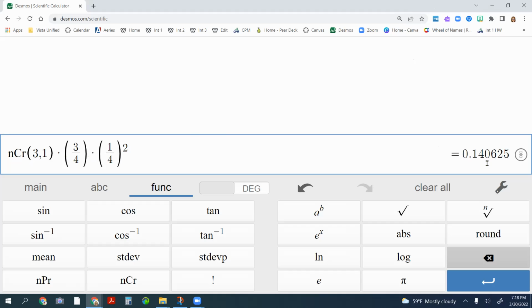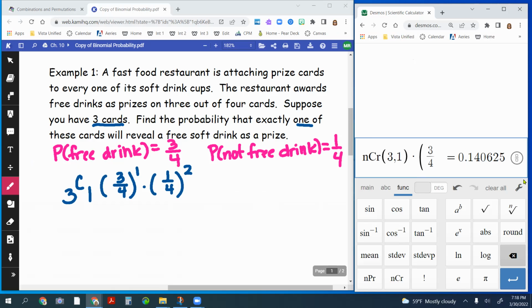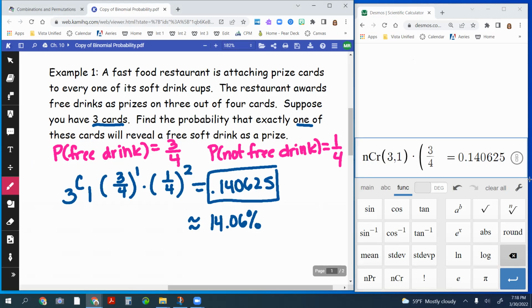And we got 0.140625, which is going to be about 14.06%, but you can leave it as a decimal.